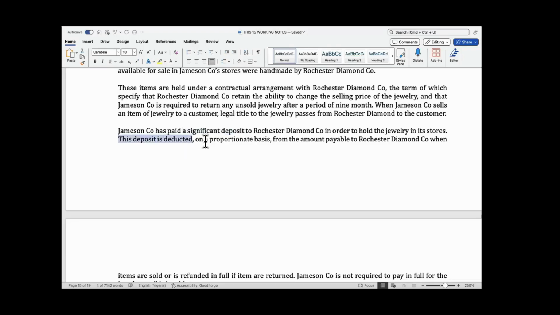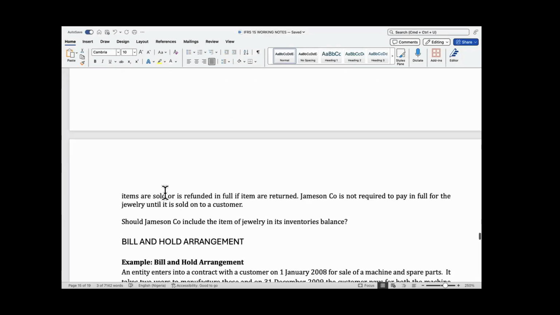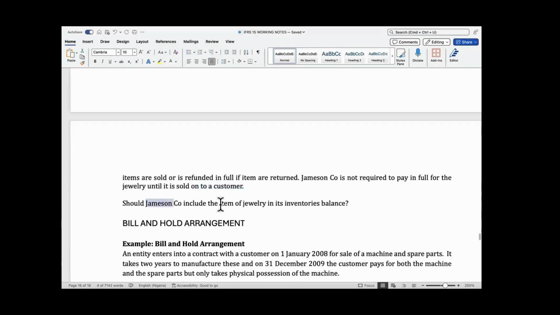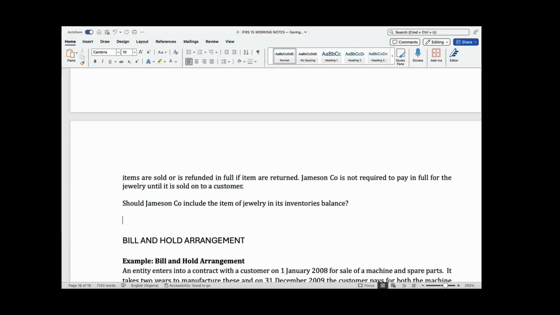So look at it. They now say this deposit is deducted on a proportionate basis from the amounts payable to Rochester when items are sold, or is refunded in full if items are returned. Jameson is not required to pay in full for the jewelry until it is sold to the customer. Which means that Jameson is not supposed to pay Rochester until he has sold the goods. He will then go and give Rochester his money, saying, the goods you asked me to sell for you, I've sold them, take your money. Something like that. So now, should Jameson include the item in its inventory?